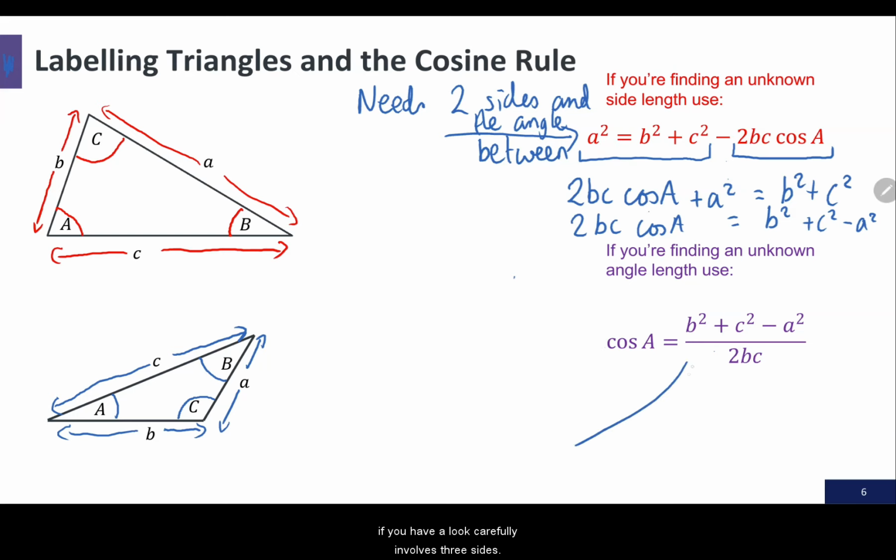This formula, if you look carefully, involves three sides, so we need three sides. Notice this minus a squared matches up to this a here. The first step with the cosine rule is to label the triangle and then choose the correct formula.